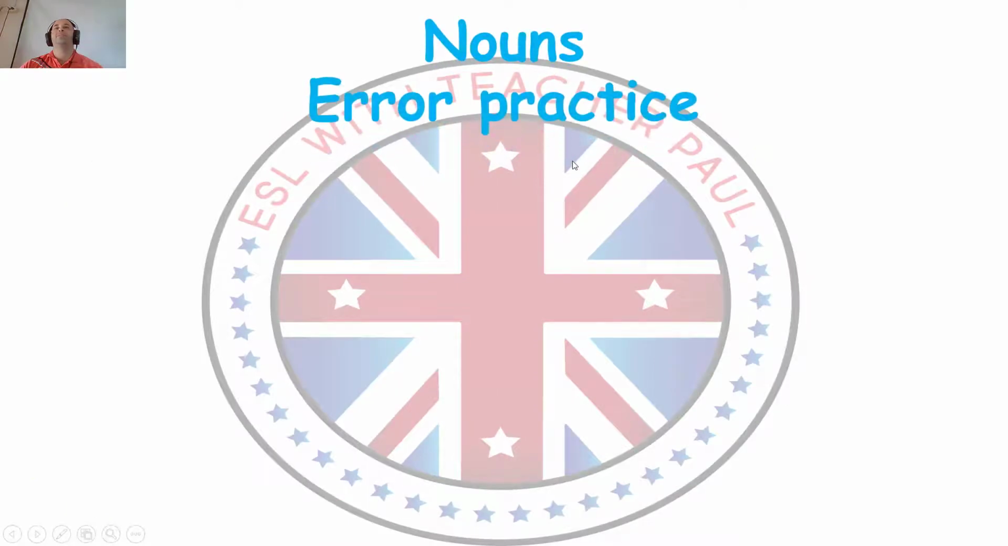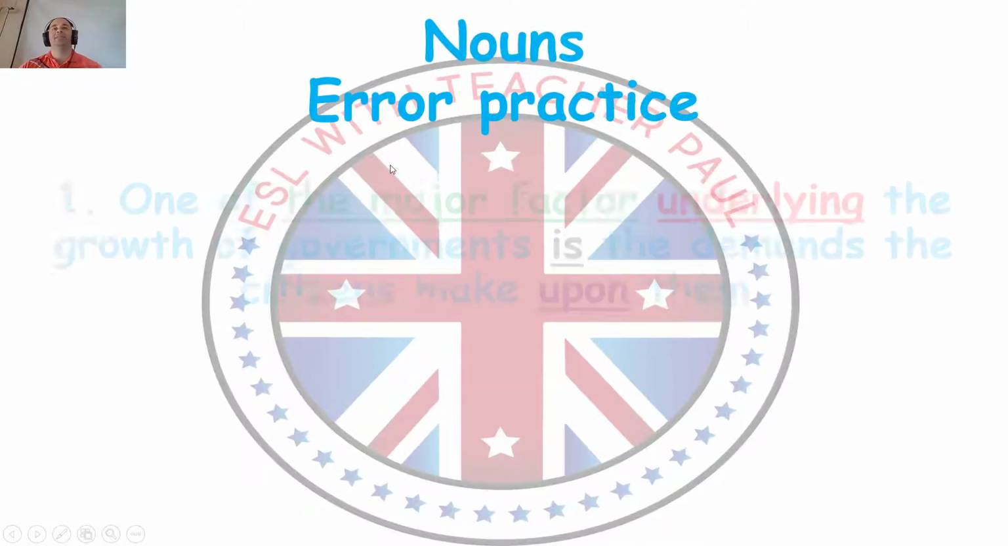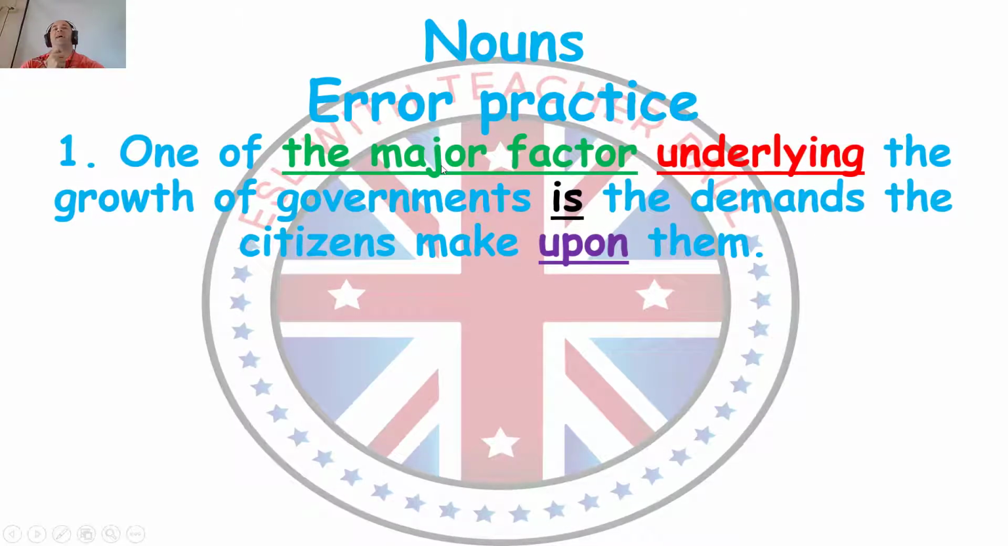So, nouns. We want to look at some errors because in the GAT English test you need to find errors, and we need to know why these are errors. So we get a sentence, something like this, and we have 4 options, and one of these options, one of the different colors, is wrong. But we need to know why and explain why. So our sentence would be something like: one of the major factor underlying the growth of governments is the demands the citizens make upon them. And you would have to highlight what is the error.